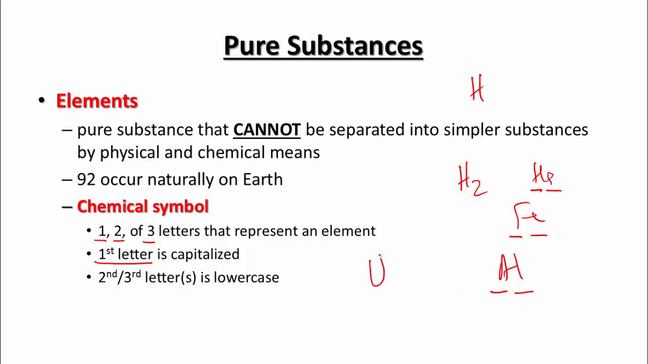Here's a quick example of a 3-letter one. This is one of the man-made elements. It's ununoctium, so it's Uuo. Capital and then lowercase. And a couple elements like iron and sodium, their chemical symbols are based off of their Latin name. And that's kind of why we have some diversity in the chemical symbols for some of the things. So iron is not I, that's iodine. Iron is Fe.